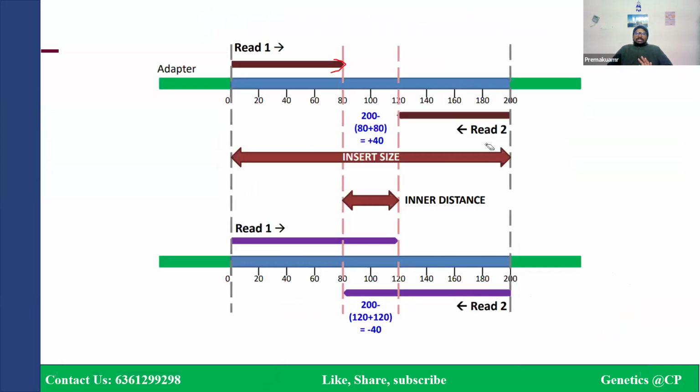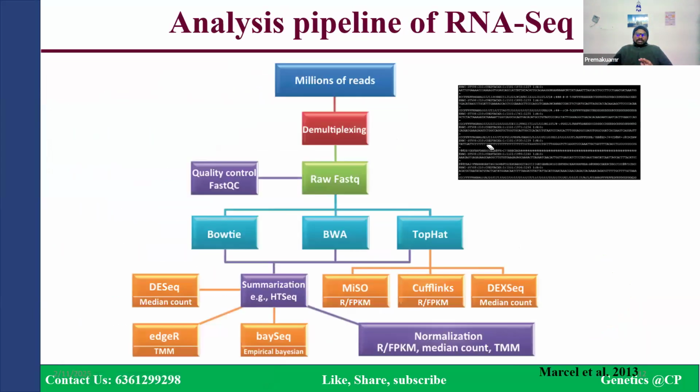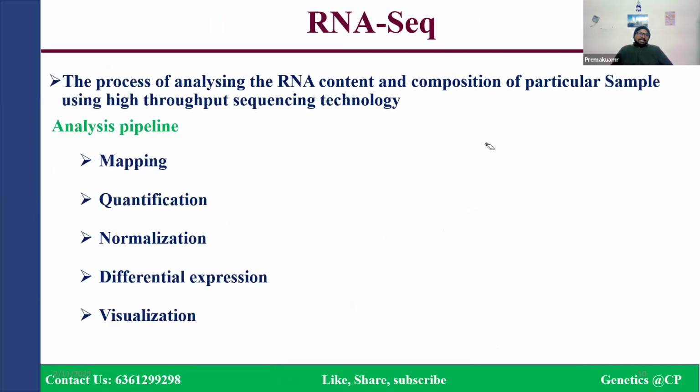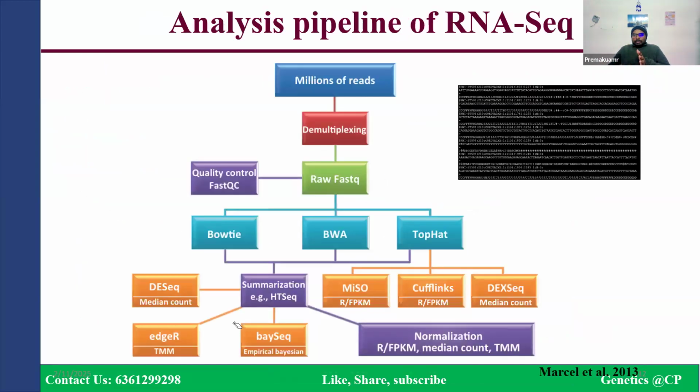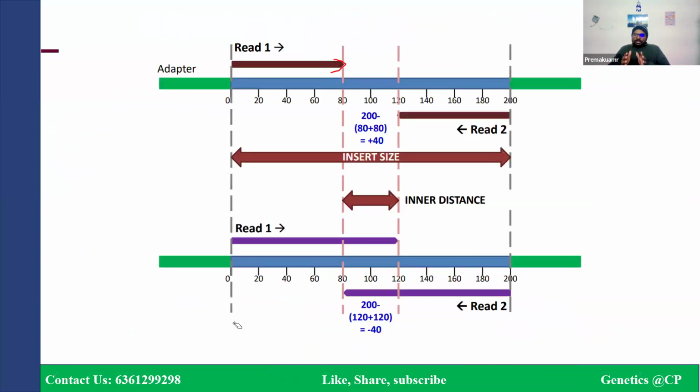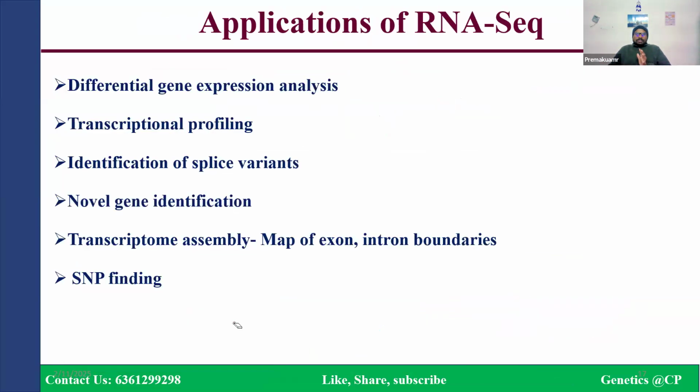But you just remember the general protocol of sequencing: FASTQ files, SAM files, BAM files, and the general pipeline of RNA-seq. Mapping, quantification, normalization, differential expression, visualization. Normalization takes a lot of time to understand. I'm not going into detail. In PhD, we're going to learn. But you just remember the pipeline. This concept has been asked in the exam many times.